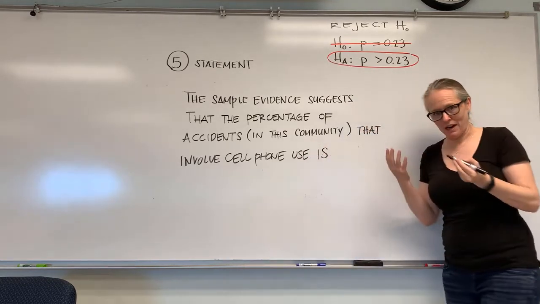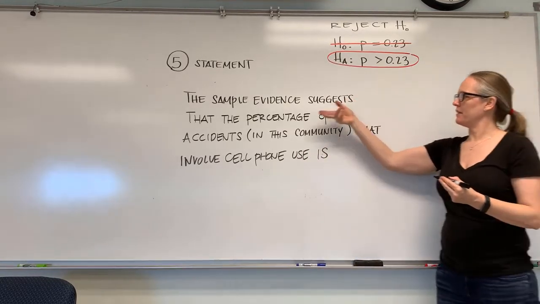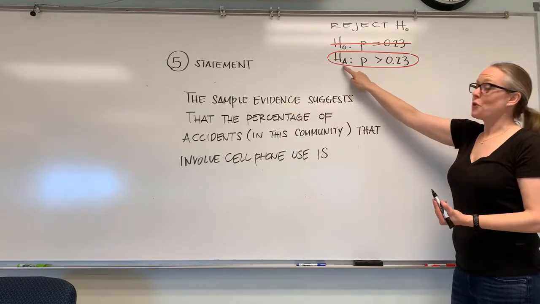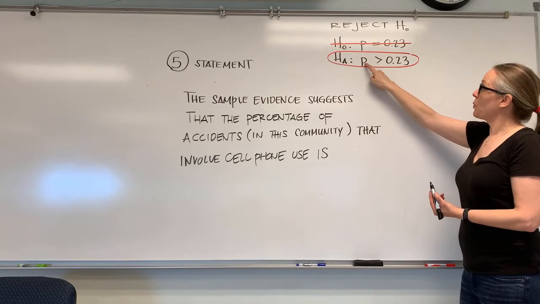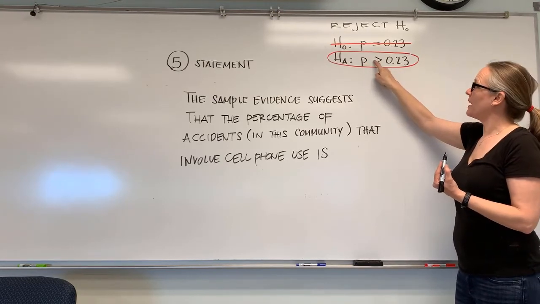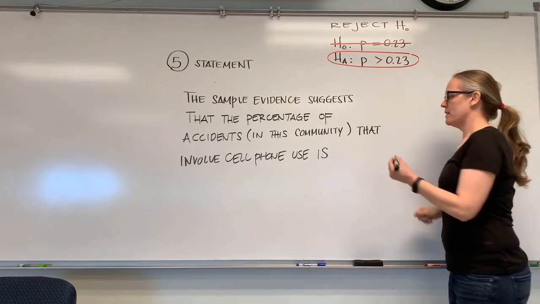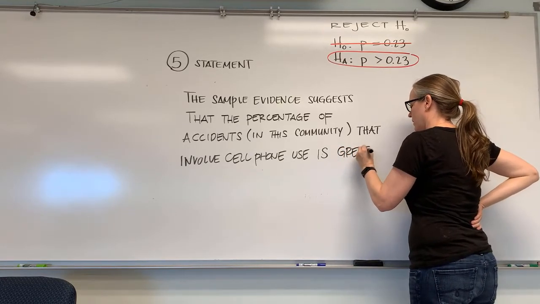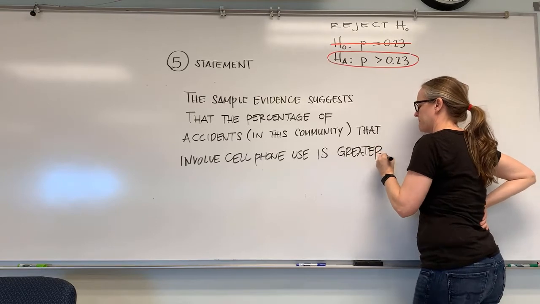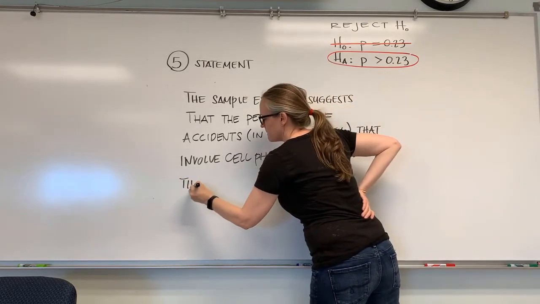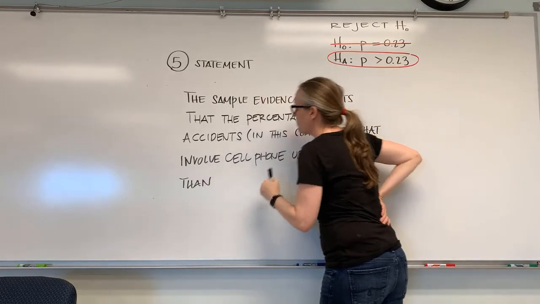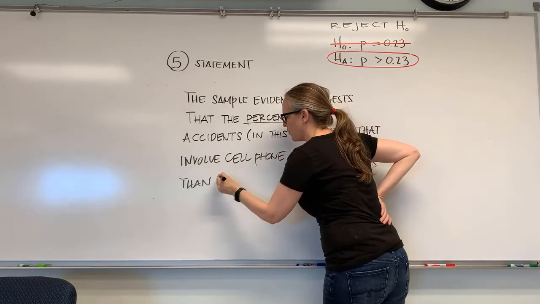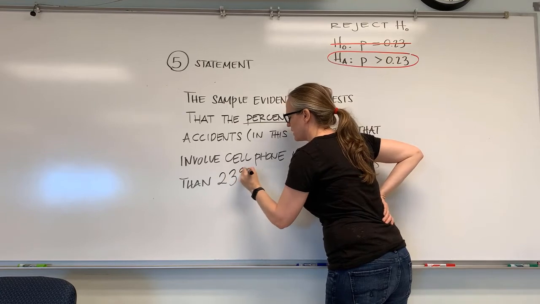is, now remind yourself, I've just sort of set up what the evidence is, we're testing a percentage, what does the alternative tell us? That proportion or that percent is greater than 0.23. And because I introduced this as a percentage here, I'm going to finish this out with the 0.23 written as a percent.